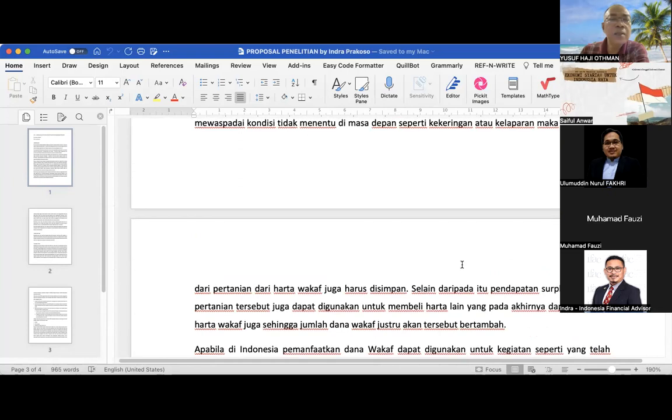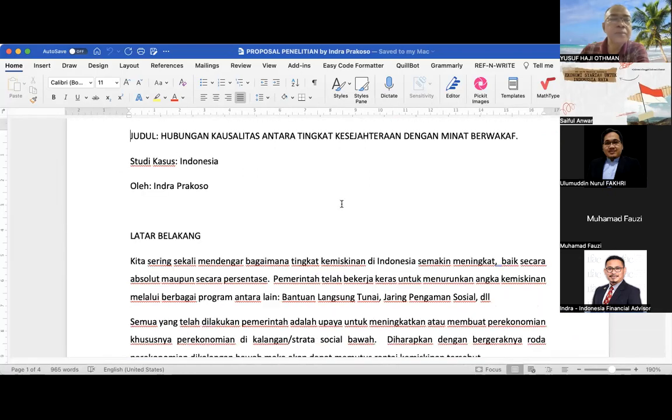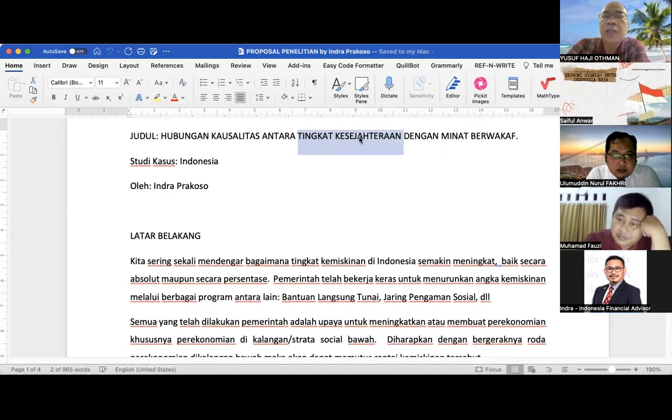Okay, basically, there is no mention of theoretical framework, right? Yeah, not yet. So it looks like the topic is on minat berwakaf, yeah? And right now you have only one variable, one independent variable. So like I mentioned before, what you need to do is find the right underpinning theory on minat berwakaf. So my suggestion is to look at TPB, right? That's one of the underpinning theory.